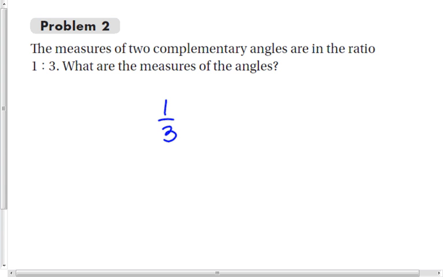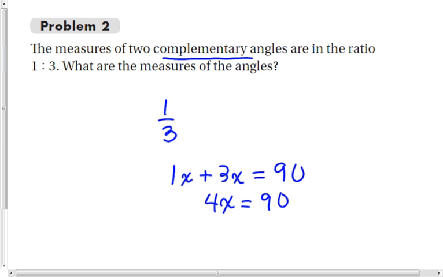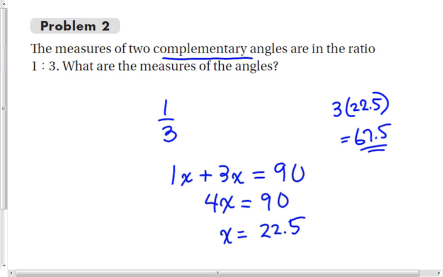So the measures of the angles are, we need the 2 angles to add up to 90. That's what complementary means. And we need one part to be the smaller angle, so we'll put 1 times x, and 3 parts to be the larger angle, so we'll put 3 times x, and that has to equal 90. So I get 4 times x is equal to 90, so x equals 90 divided by 4, which is 22.5. So one is 22.5, and the other one is 3 times that, and that equals 67.5. All right, you try that.